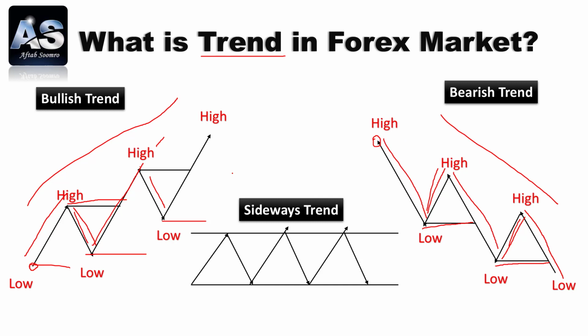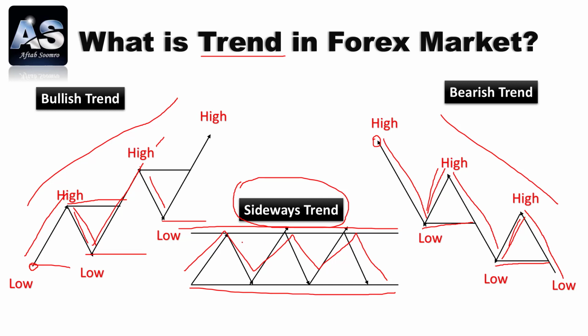There is another trend in the forex market which we call the sideways trend. In this trend, the market is moving within a certain range, maybe slightly above and below that range, but keeps moving around it. Such a trend moves between a high and a low. This sideways trend is not a trend at all. It is basically a trap of the market.